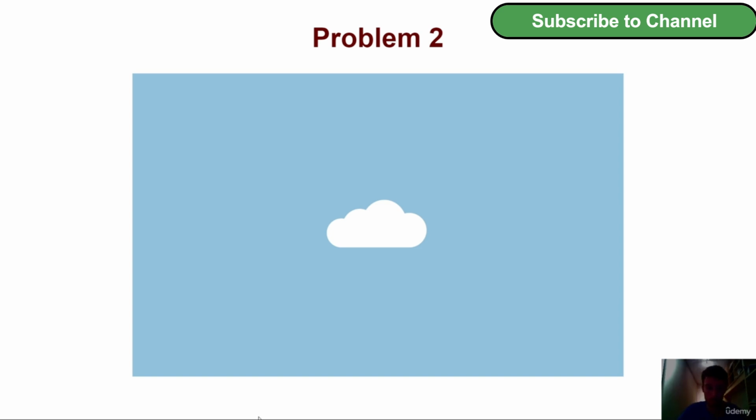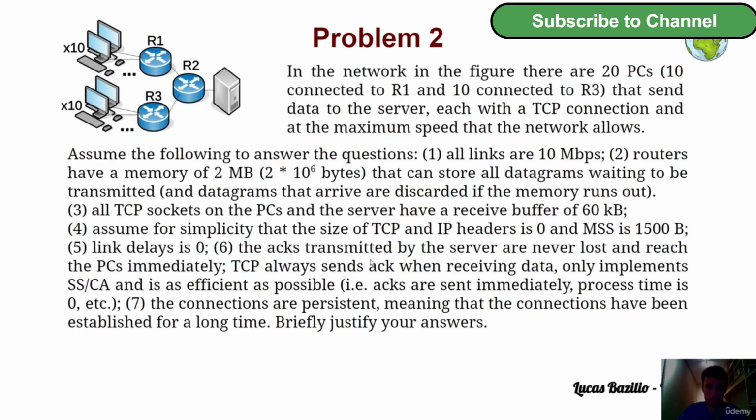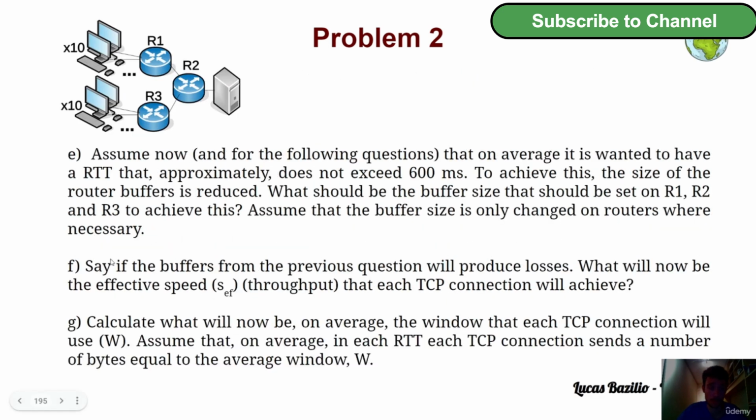In this lecture, we will solve the equation F of the problem 2. This question F says, say and argue if the buffers from the previous question, the question E, will produce losses, and also what will now be the effective speed, that is the throughput that each TCP connection will have. Among all of the 20 TCP connections, what is going to be also the effective speed.